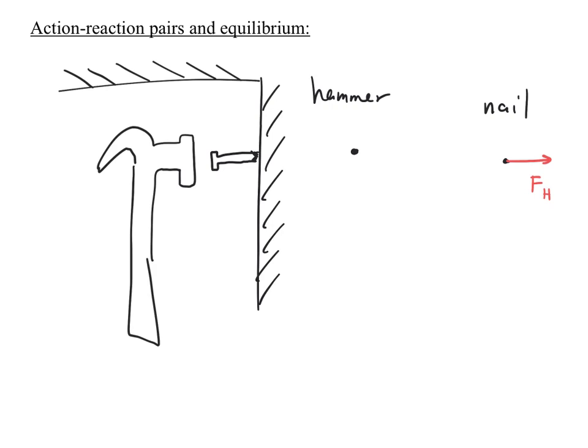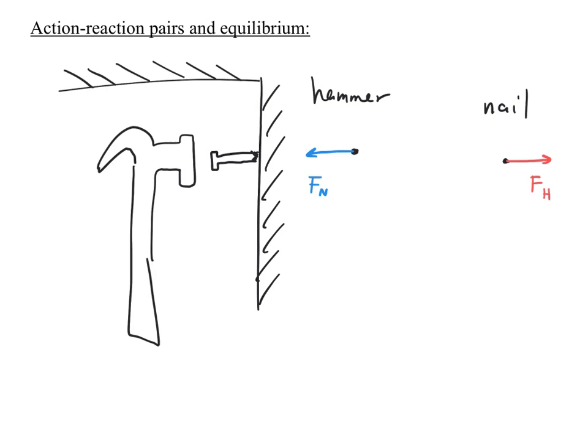Now, that same force applied by the hammer on the nail comes back against the hammer itself, and that's the force from the nail. So those are my pairs right there. That's my pair of balanced forces, my action-reaction. Again, the hammer applies a force to the nail to the right. The nail responds by applying a force on the hammer to the left.